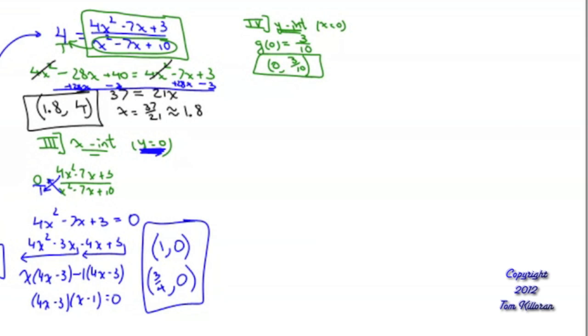Now, last step. Step 5. Put it here. This is that number line.